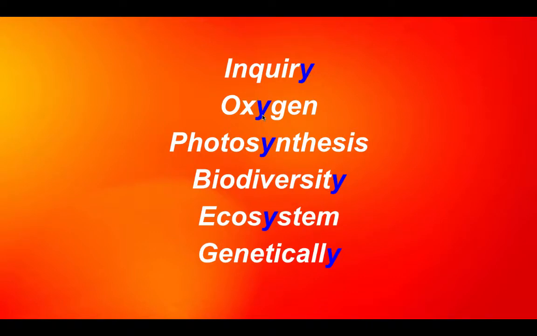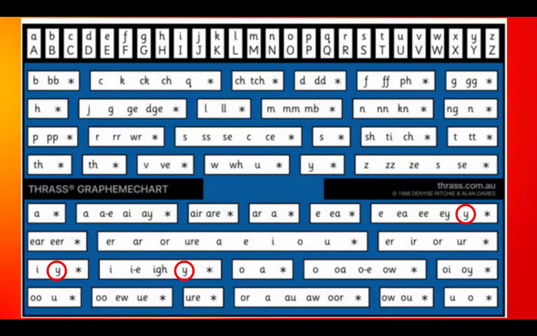Inquiry, oxygen, photosynthesis, biodiversity, ecosystem, and genetically. Let's have a look at the THRASS chart and see where this grapheme lies. Now we can actually see that the letter Y, beyond being a consonant in its own right, for example, y for yo-yo and yawn, we can see that down in the vowel section, the letter Y pops up 3 times.